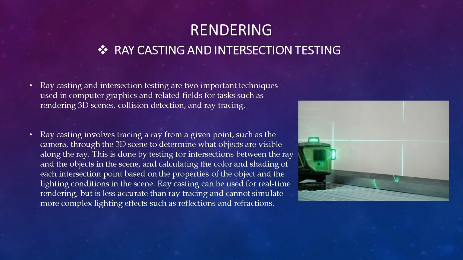This is done by testing for intersections between the ray and the objects in the scene, and calculating the color and shading of each intersection point based on the properties of the object and the lighting conditions in the scene. Raycasting can be used for real-time rendering, but is less accurate than ray tracing and cannot simulate more complex lighting effects, such as reflections and refractions.